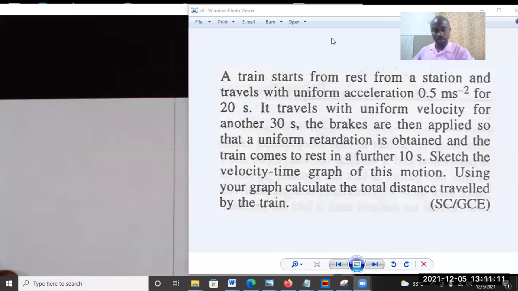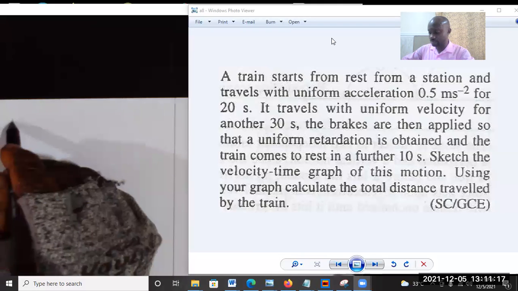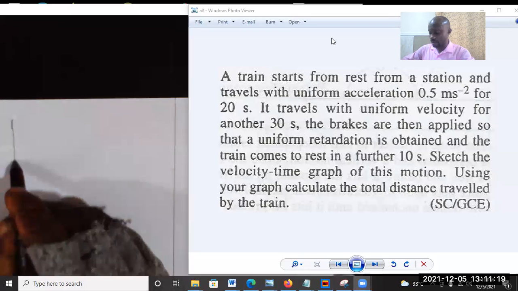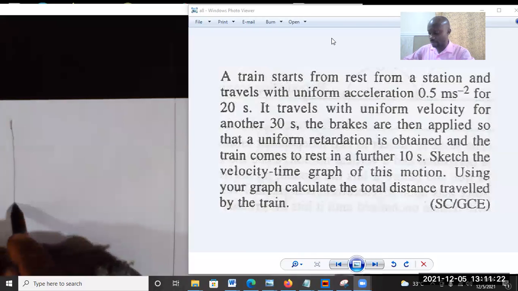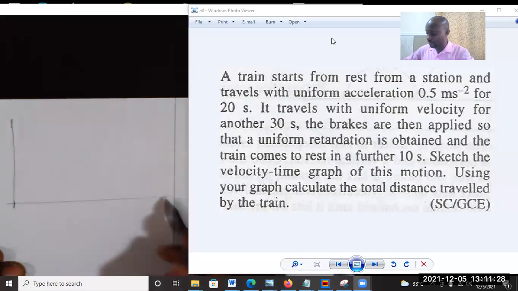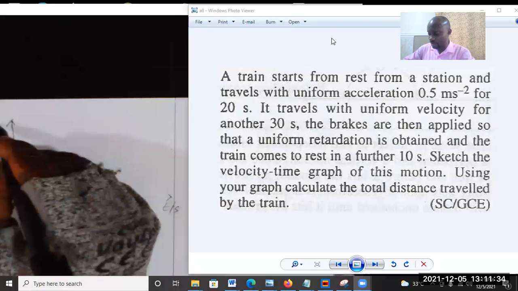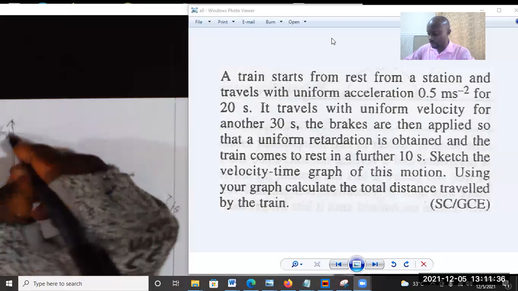First and foremost, to sketch the velocity time graph, the vertical axis represents velocity. Let's have that line to represent the vertical. And we have the horizontal to represent the time, T for time. And then we have V, meters per second.